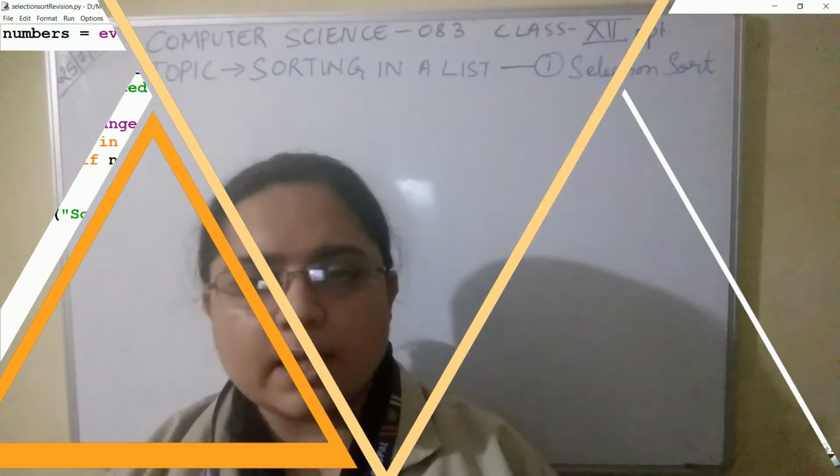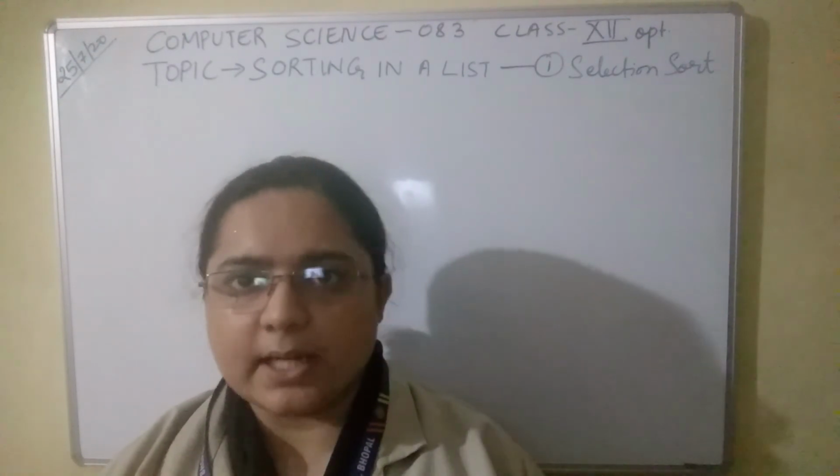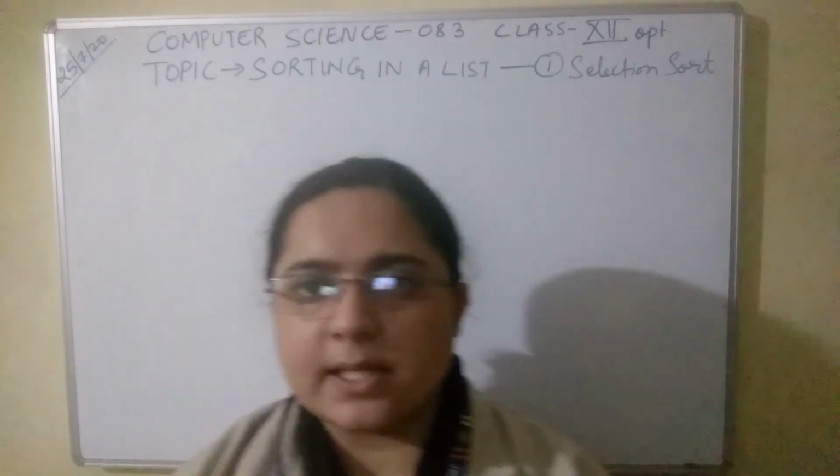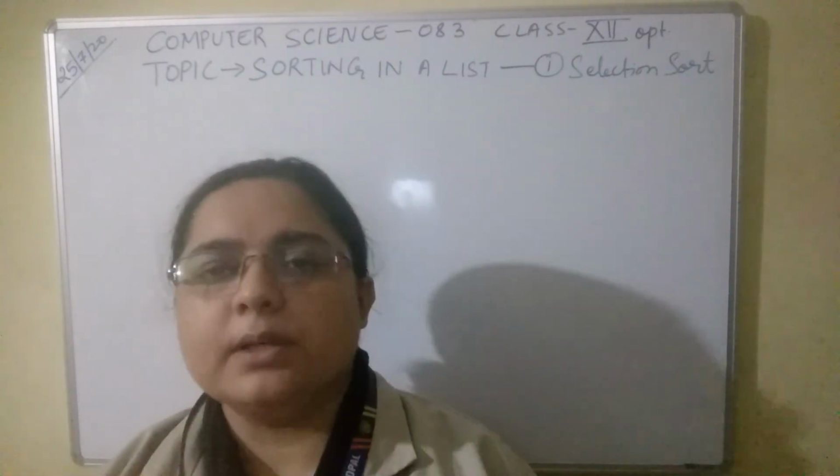So that was all in our computer period today. We learned about sorting, that is selection sort, the very basic and easiest type of sorting. In our next class, we would be discussing bubble sort.